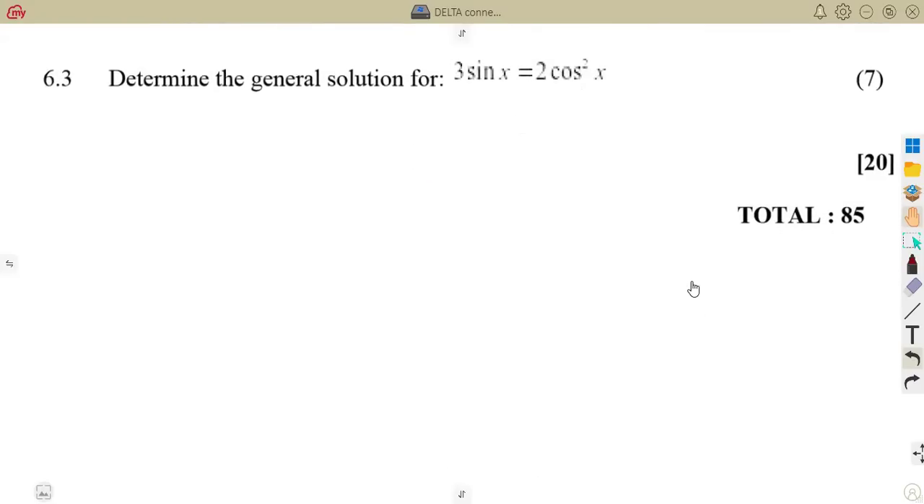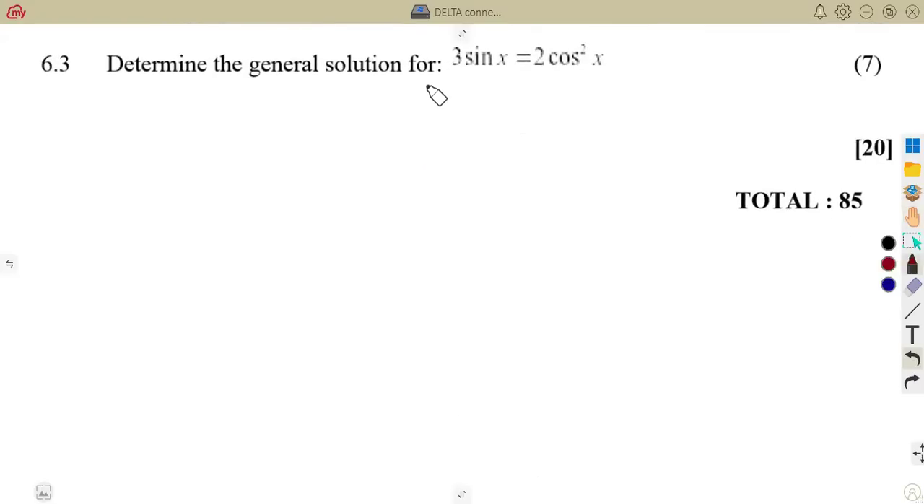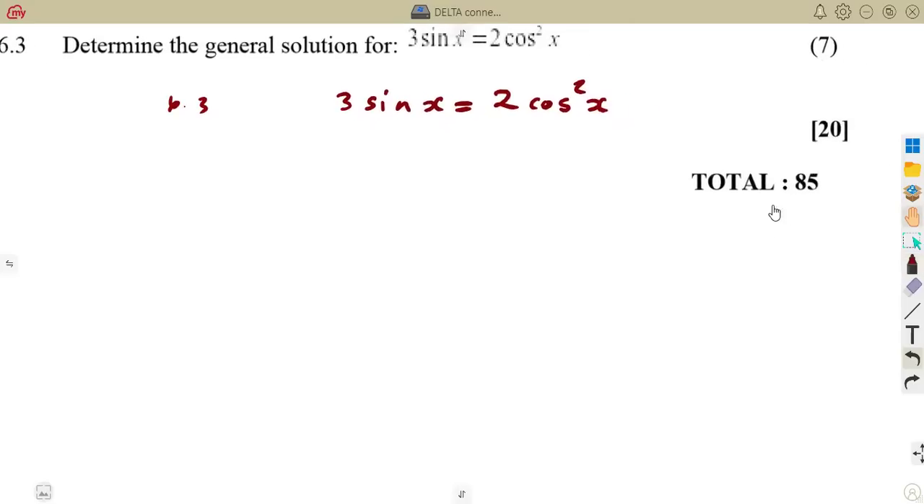So considering the other part, determine the general solution for this equation, question 6.3. We are given 3 sine of x is equal to 2 cos squared x. Looking into this question, remember we need the general solutions. There's a sine, there's a cos, which makes it complicated for us to work with this type of question.